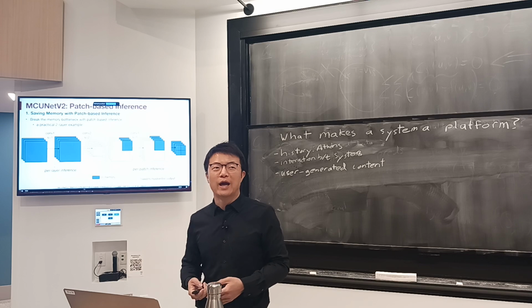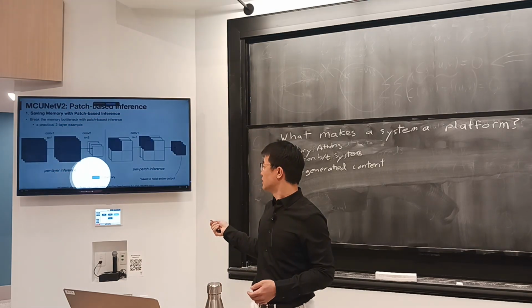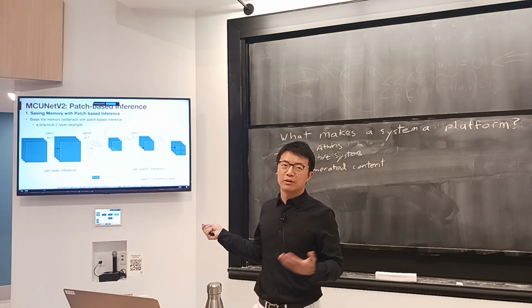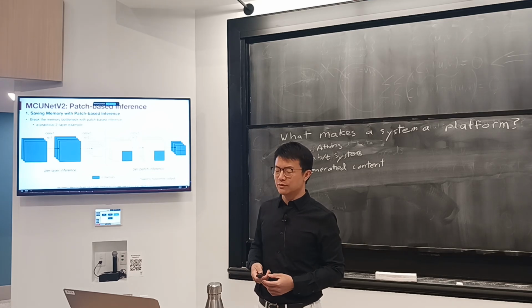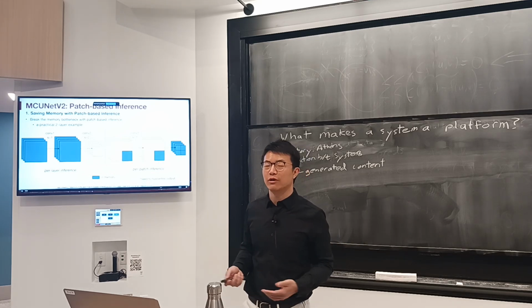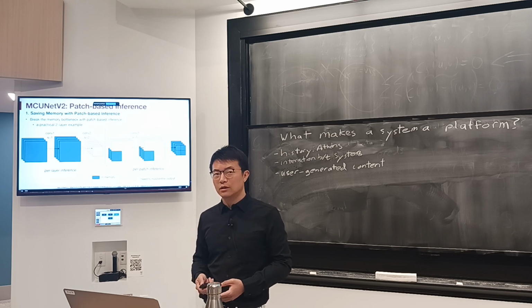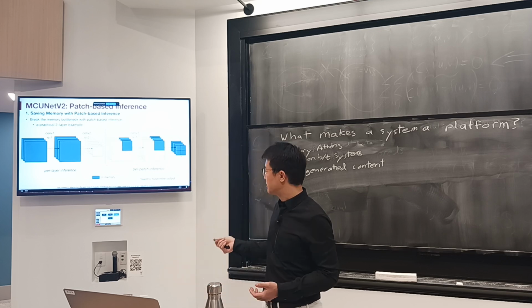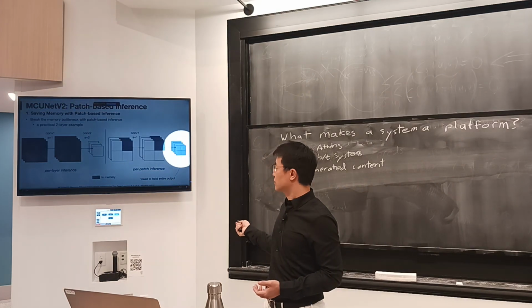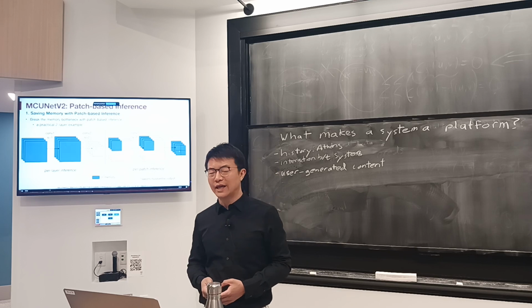It depends on the number of patches, right? Here we divide it into 4 patches, so the upper bound would be 4 times. If you divide it by 3, the upper bound would be 9 times. But the upper bound is not achievable because you have to store all the activations in the next layer, the final layer, in the memory.